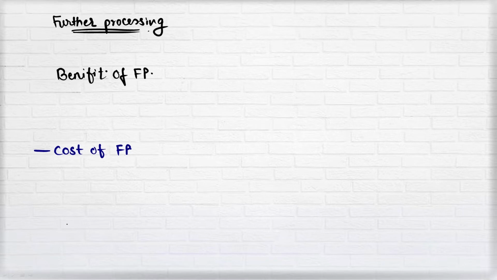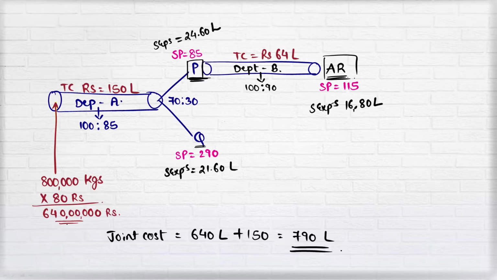Alright. If you further process, you will be able to sell how many units? We have not found out the units. First, let us do this. How much raw material is input over here? In kgs. Now I want answer in kgs. It is 8 lakh kgs.